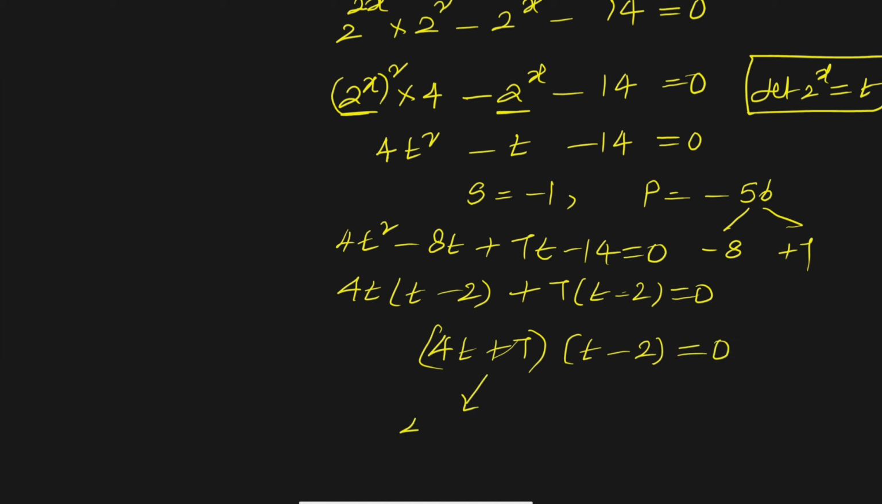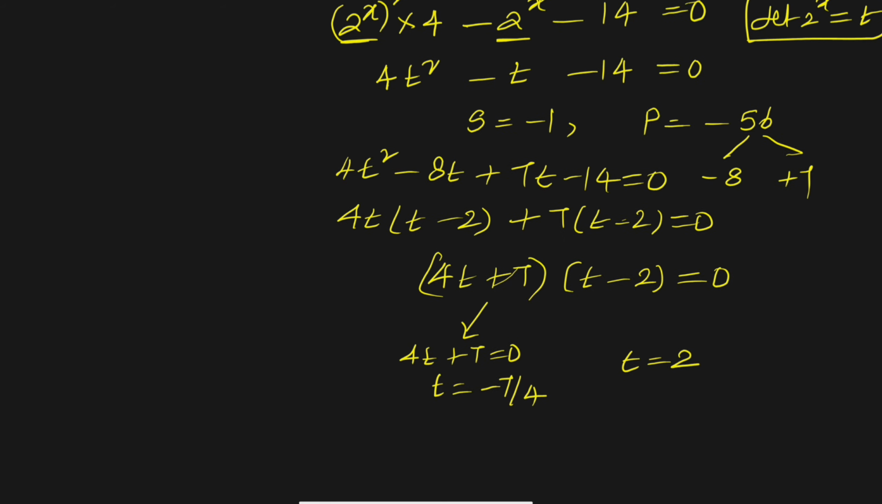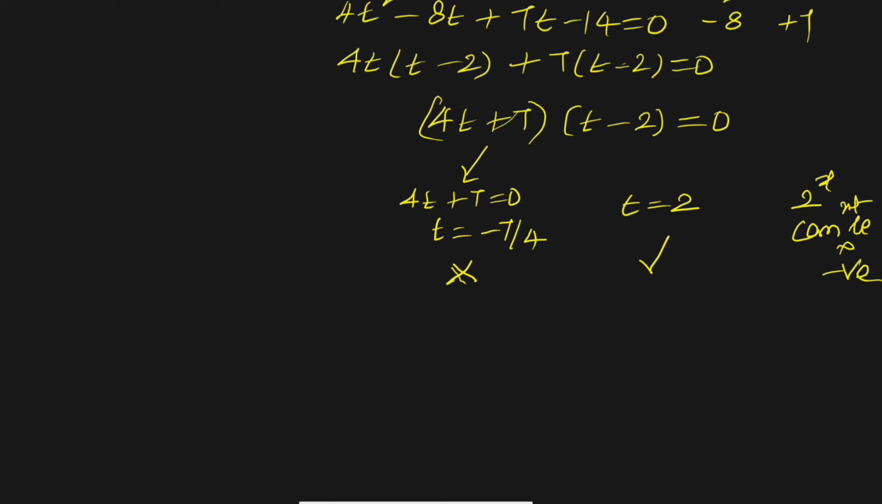From the first one, 4t plus 7 equals 0, we get t equals minus 7 by 4. From the other we get t equals 2. Now t is 2 to the power x. 2 to the power x can never be negative, so this is ruled out. The only option we have is t equals 2. But what is t? t is 2 to the power x equals 2 to the power 1. That means x equals 1.